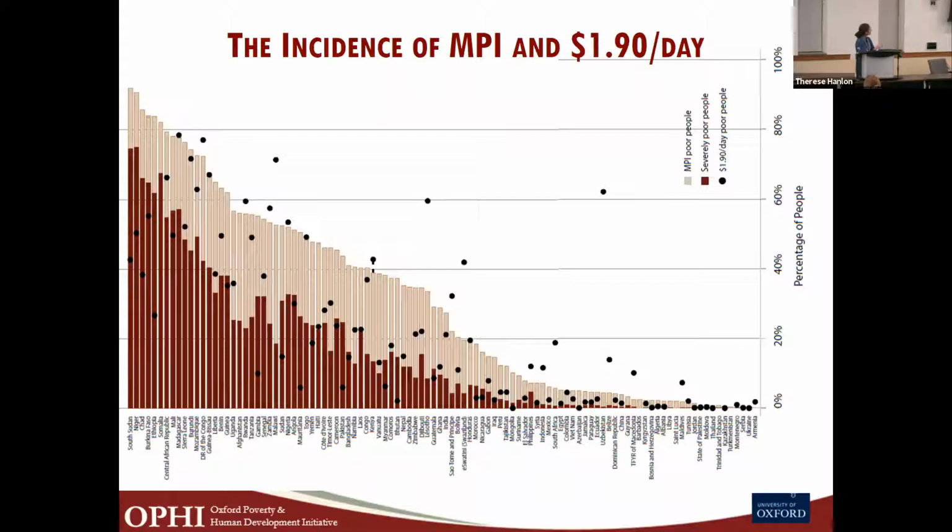And they're pictured here. The height of the bar is the percentage of people who are MPI poor. The height of the red bar is the percentage of people who are deprived in 50% or more. This is 33%. The black dot is the percentage of people who are poor by the $90 a day measure. And we're trying to make this more visible, but there are a lot of countries where the black dot is actually in the dark red space. It's much lower. And so you have multidimensional poverty rates that are more than double the $90 a day rates. And then there are a few where it is significantly higher, or a couple where it's the same.